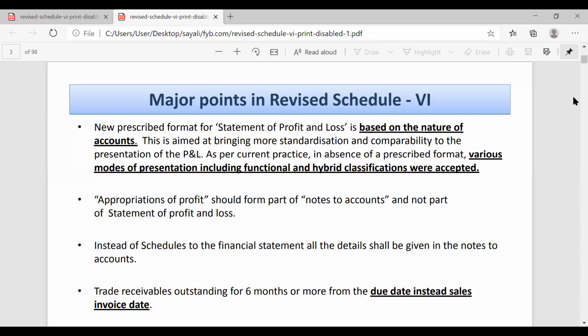Then one more heading is added in Schedule number 6, that is the appropriation of profit. Appropriation of profit should form part of the notes to accounts and not a part of the statement of profit and loss account. Meaning whatever the transfer to dividend reserve, it should be prepared in the notes to accounts, that is the working notes to accounts, but not in your profit and loss statement. Instead of schedules to the financial statement, all details shall be given in the notes to accounts. So there are no specific rules for recording the name of the schedule, but it should be prepared in working notes or the notes to accounts.